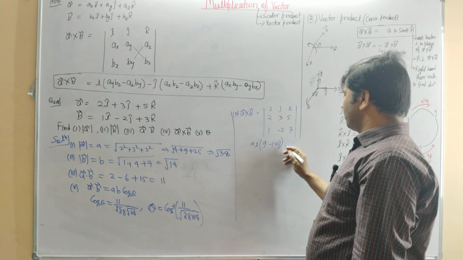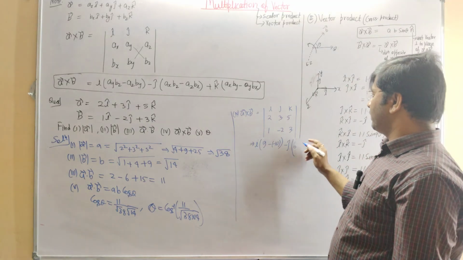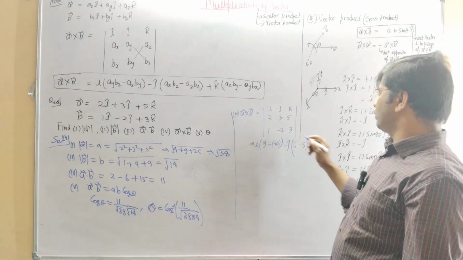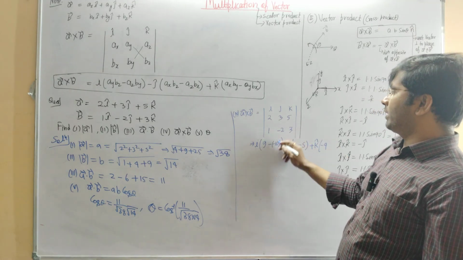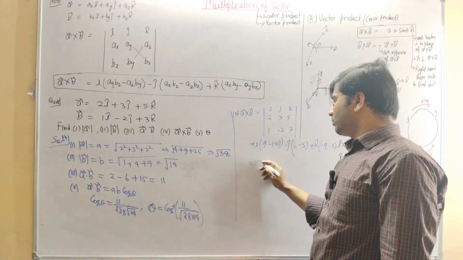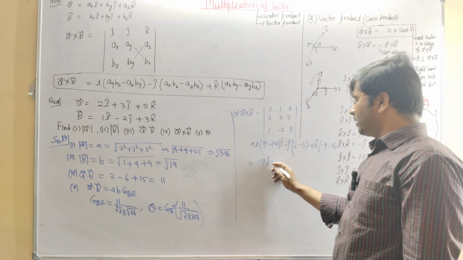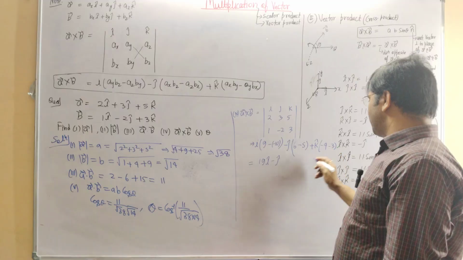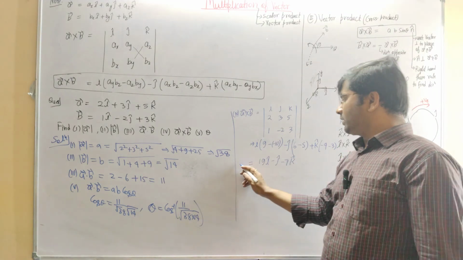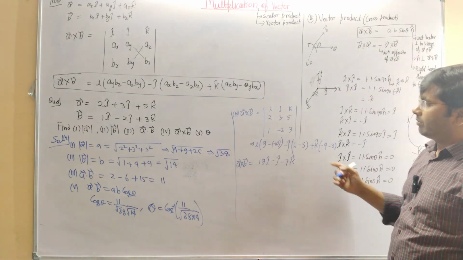Okay. So minus j cap. This is 3 into 2, 6, minus 5 into 1, 5. Plus k cap. For k cap, this is 2 into 2, 4, minus 3 into 1, minus 3. So finally I am getting 19 i cap. This is 6 minus 5, 1, so it is simply j cap. This is minus 7 k cap. So this is a vector. So A cross B is 19 i cap minus j cap minus 7 k cap.